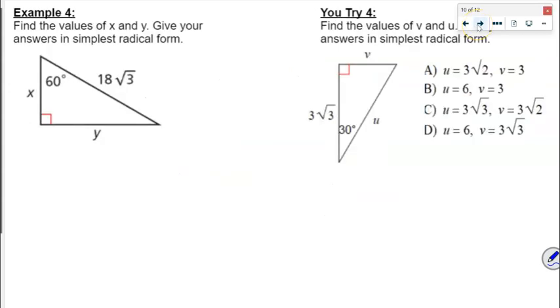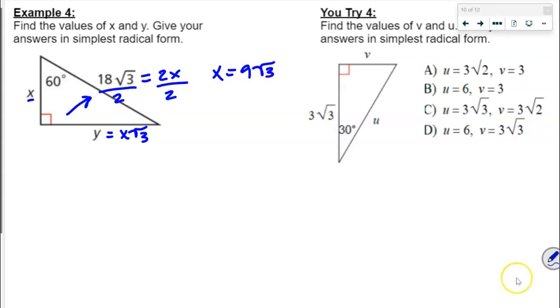Okay, the next one says find the values of x and y. Give your answers in simplest radical form. So once again, this is equal to 2x because it's our hypotenuse, right? This is x, so we're good there, and this is equal to x square root of 3, right? So what are we going to do here? We're going to divide both sides by 2, right? So x is going to be equal to 9 square root of 3 because you just divide the coefficient, the number in front of that radical, right? Okay, then what do we have to do to get y?